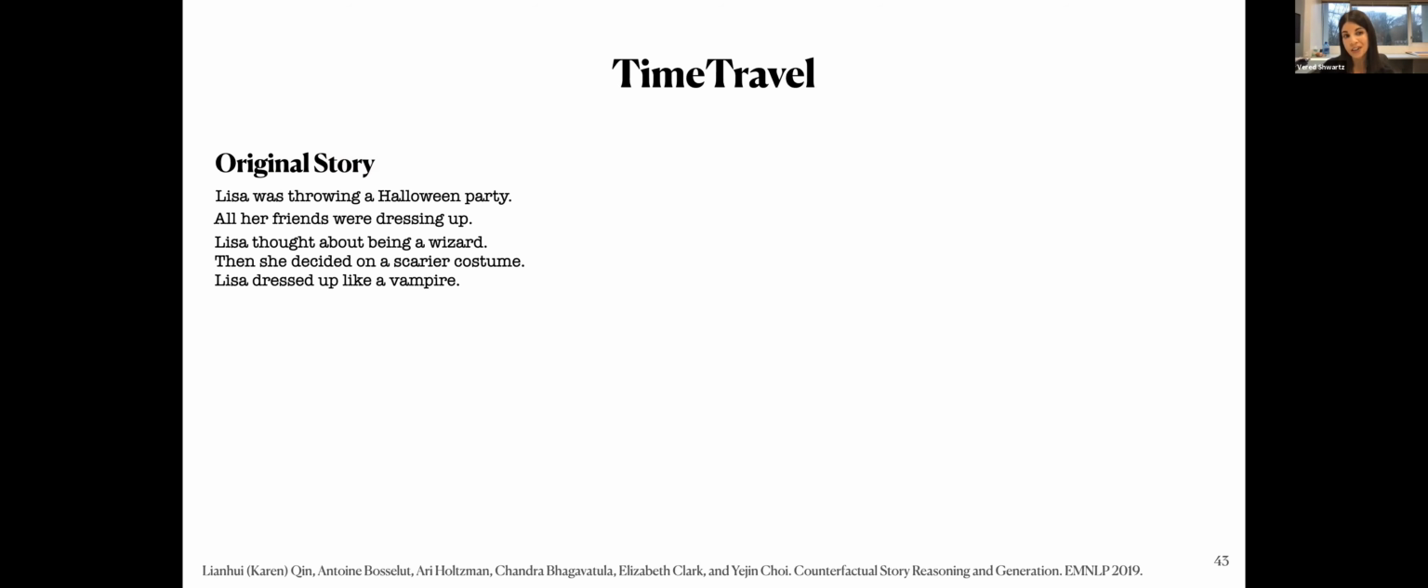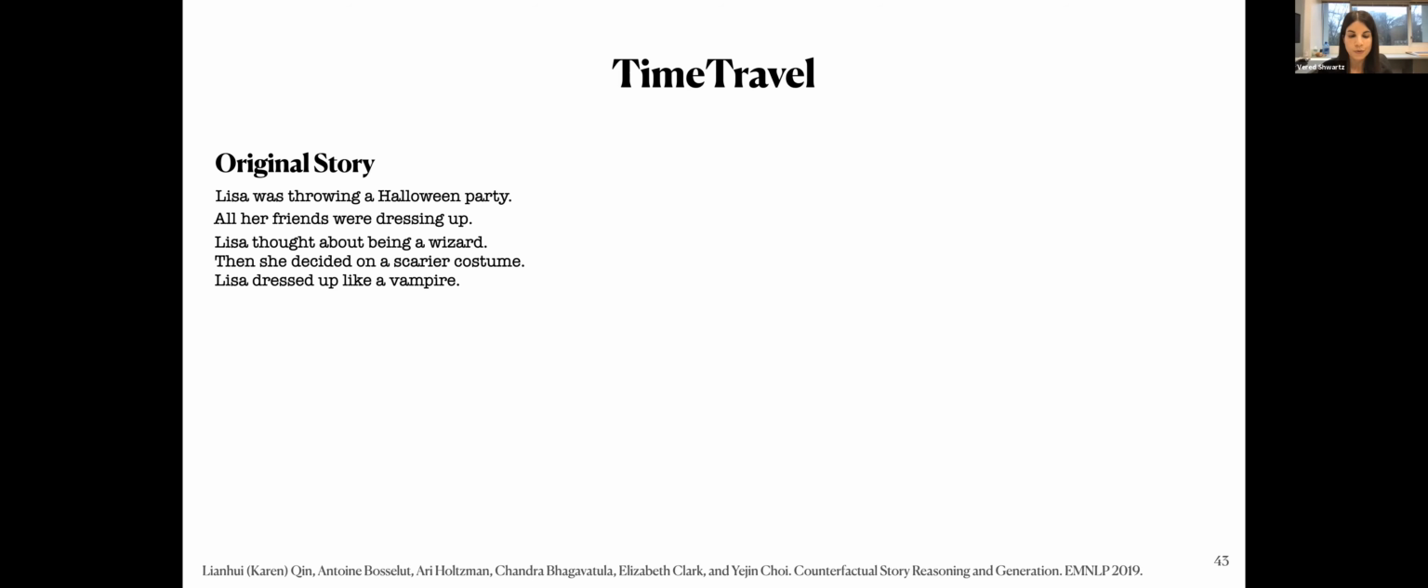We targeted a data set called TimeTravel, and it is similar to the abductive reasoning data set in terms of the domain. It's also using fiction. It's based on the same types of stories. Here, the data set contains a 5-sentence story. For example, Lisa was throwing a Halloween party. All her friends were dressing up. Lisa thought about being a wizard. Then she decided on a scarier costume. Lisa dressed up like a vampire.